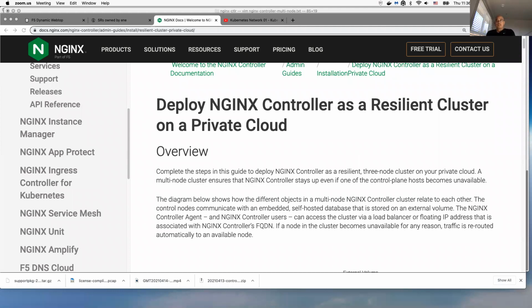Hi. So today I'm going to demonstrate an example for a Kubernetes network problem. In my last video, I used the iptables trace to find the cause for the Kubernetes networking problem.